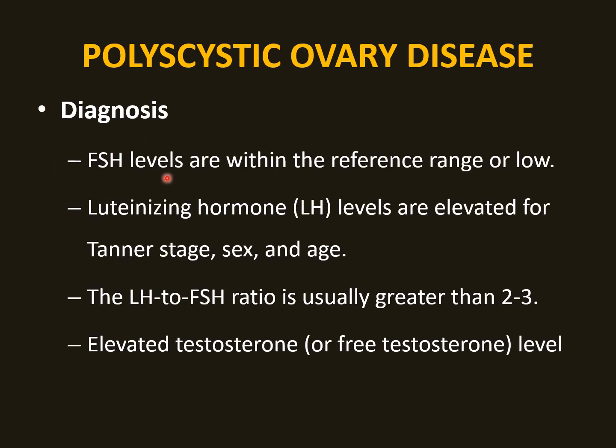Diagnosis: the FSH level is usually within normal range or low. The one that will be high is the LH. The LH will be elevated, and the LH to FSH ratio is usually greater than 2 to 3. You will see an elevated testosterone level in this case as well.